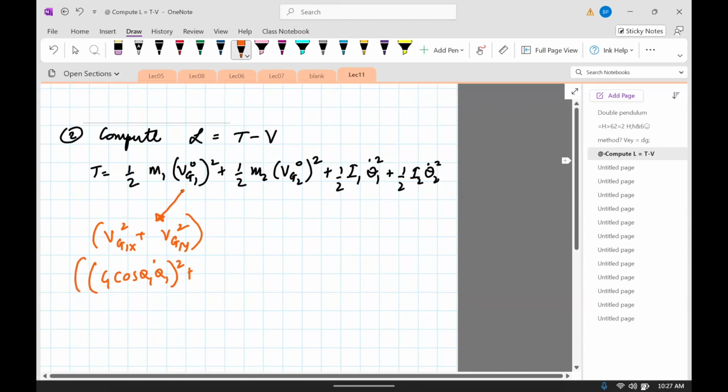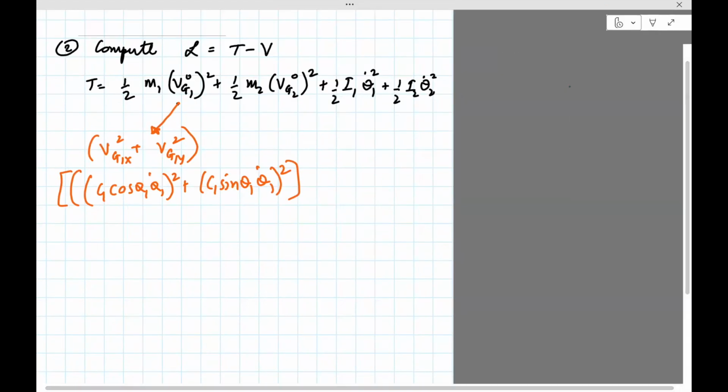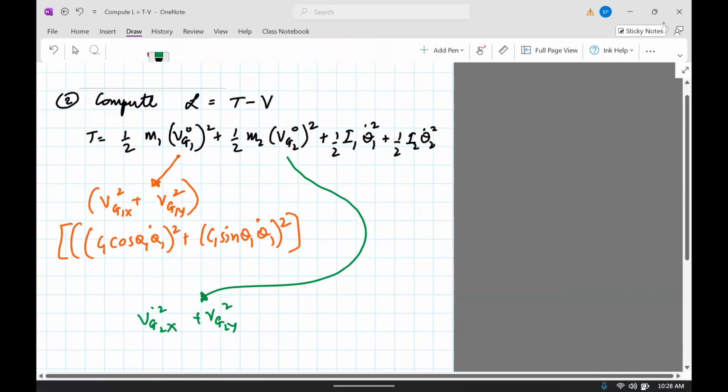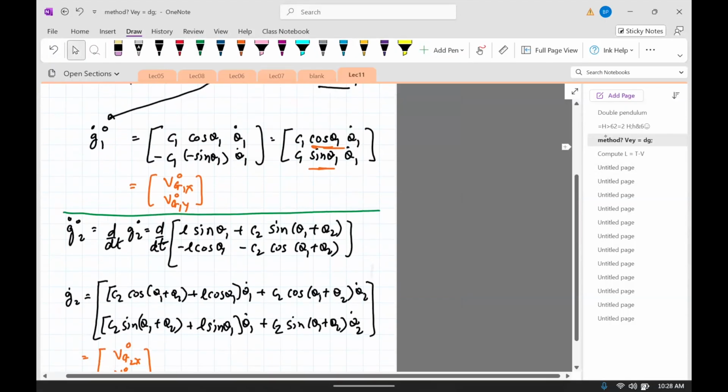Square plus C1 sine theta 1. Okay, that's not too bad. Now this will become fairly complicated. So we now compute VG2, which is VG2x square plus VG2y square. And now if you go and look at this, it starts getting unwieldy.